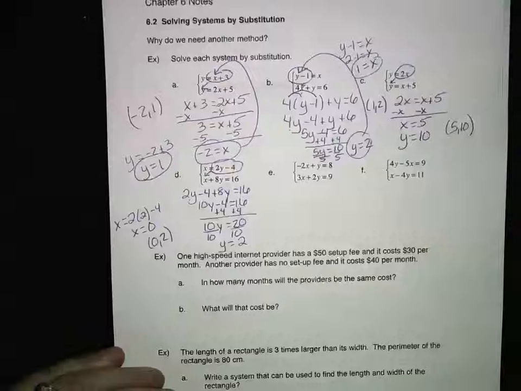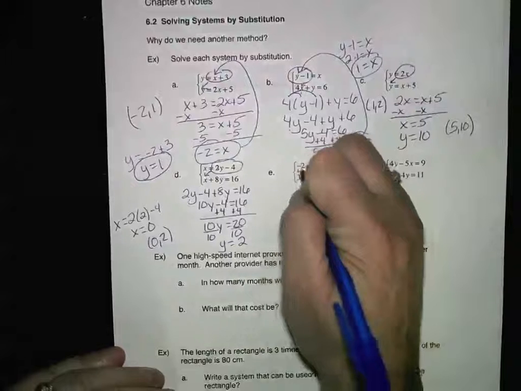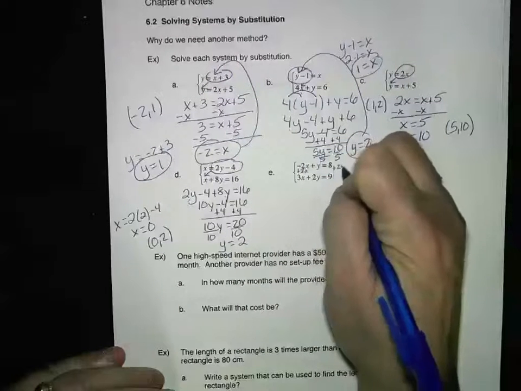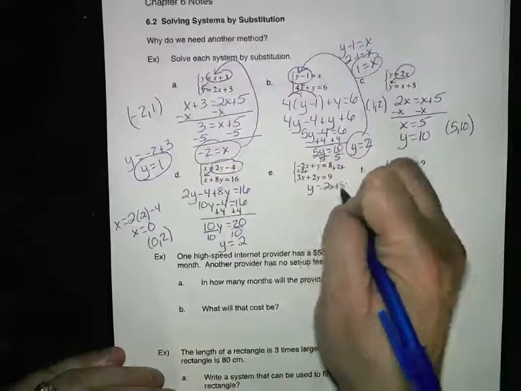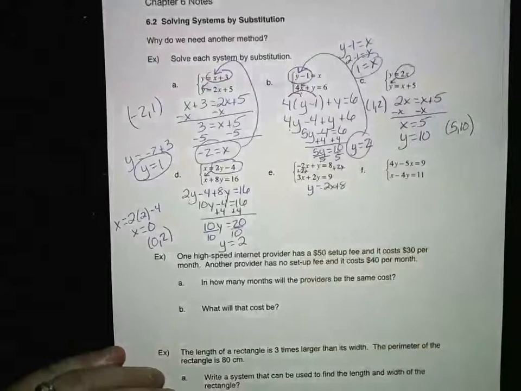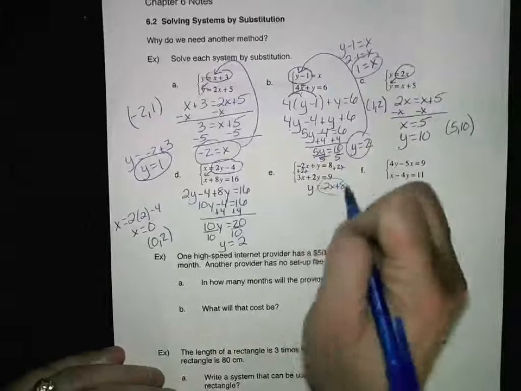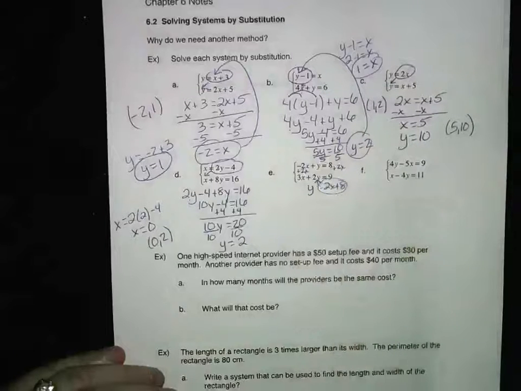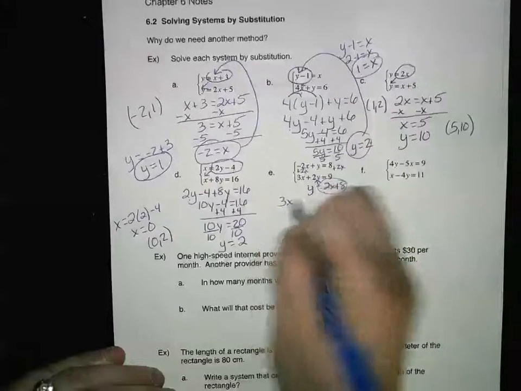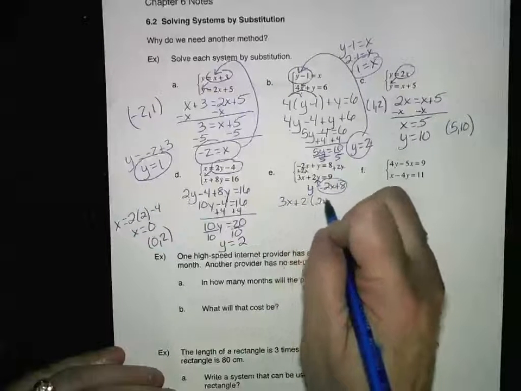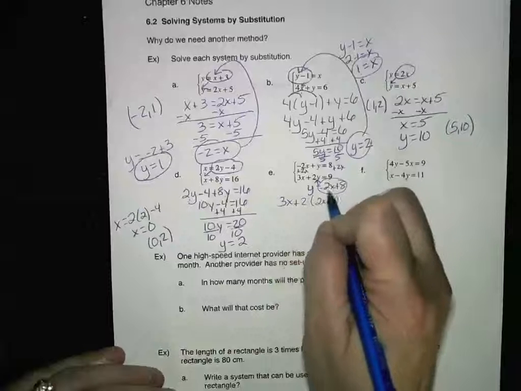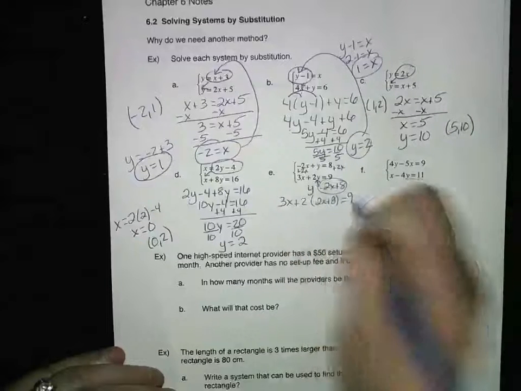Now letter E, we have a slight problem. We don't have a nice x equals or y equals. So what I'm going to do is add 2x to both sides, and then that top equation becomes y equals 2x plus 8. And now I can take this and put it in place of the y, and that becomes 3x plus 2. We put that expression in place of the y, equals 9.